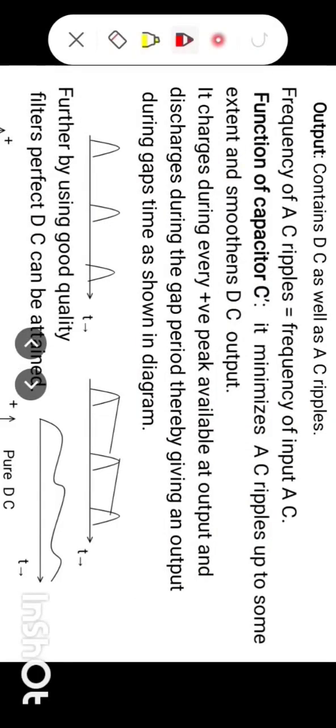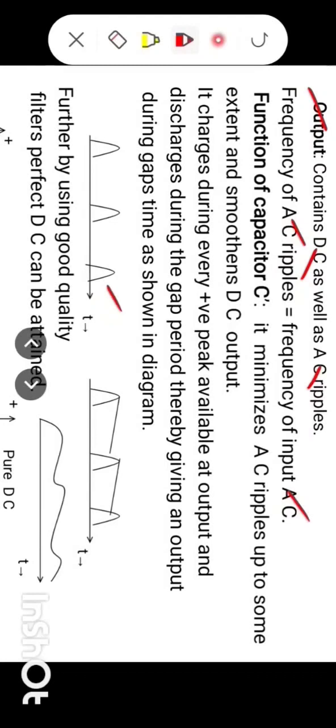Now let us discuss output of the rectifier. Output of the rectifier contains DC as well as AC ripples. I repeat, output of half wave rectifier contains DC as well as AC ripples. The frequency of AC ripples is equal to frequency of input AC. Now this is the output of half wave rectifier, which contains DC as well as AC ripples.